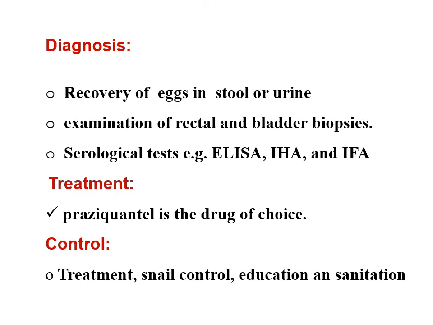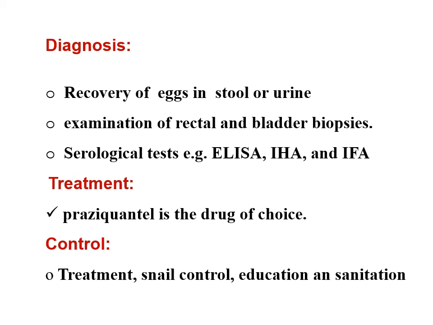How to diagnose schistosomiasis? Usually by seeing the eggs either in stool or in urine. The eggs which will usually be recovered in stool are mansoni, Japonicum, and mekongi, and in urine usually it is found. Usually it is the haematobium parasite.